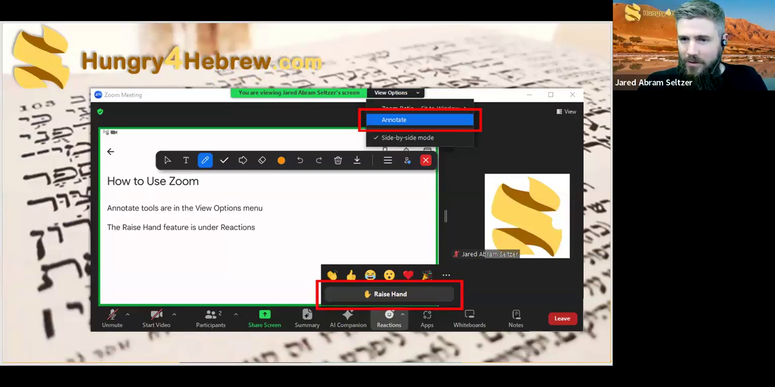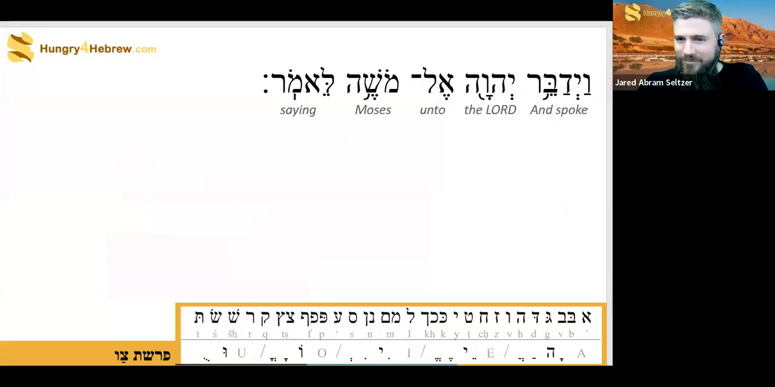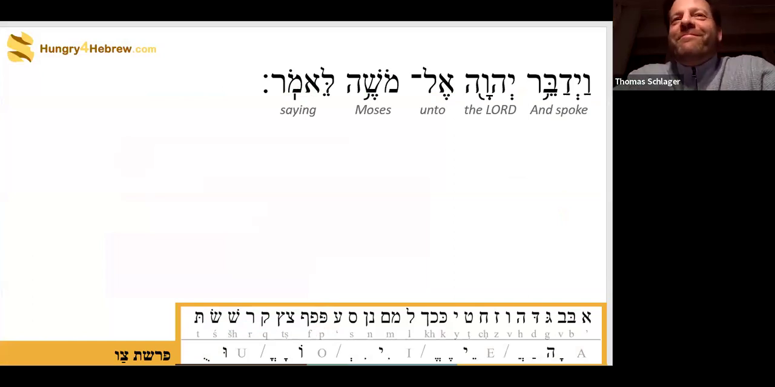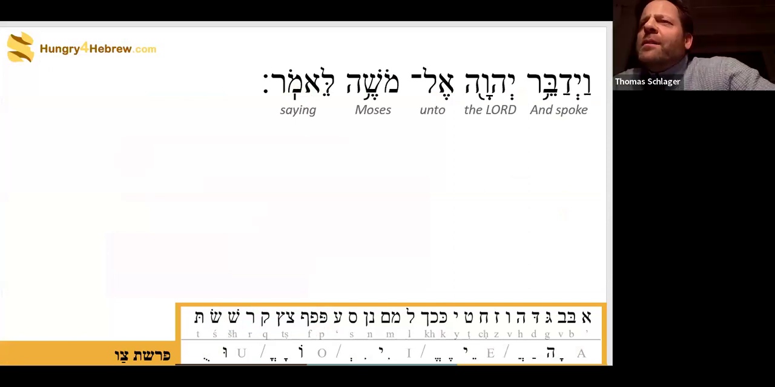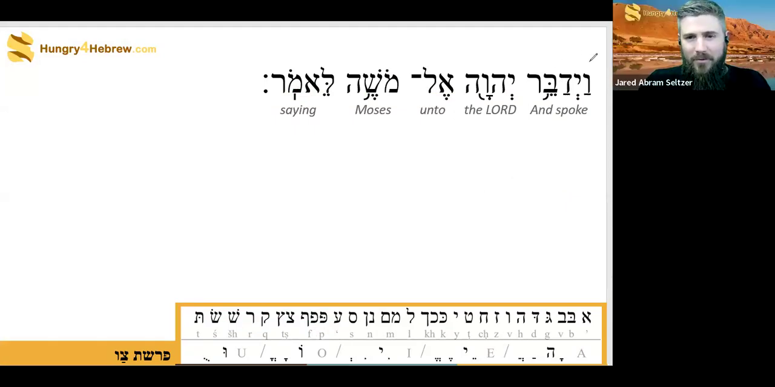Teeny tiny verse. I can do. Tomas, get us started. Okay. Vaydaber Adonai el Moshe lemor. Very, very short. Vaydaber Adonai el Moshe lemor.